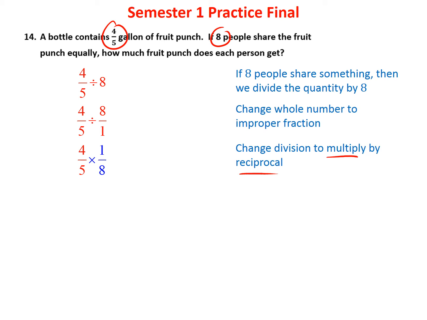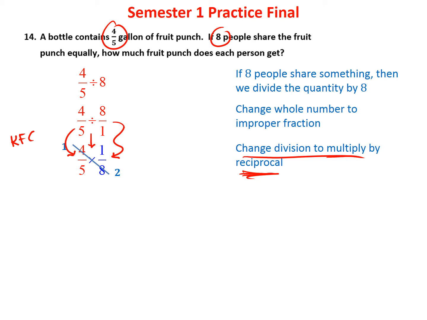Now you may have learned this in elementary school with the old KFC, keep, flip, change, which means I keep this, I flip this, and I change my sign. I keep the 4/5, I flip, that's my reciprocal, and I change it from division to multiplication. Either way you want to remember it, but I encourage you to remember that division is the same as multiplying by the reciprocal. Okay? And then our next step is just to multiply across.